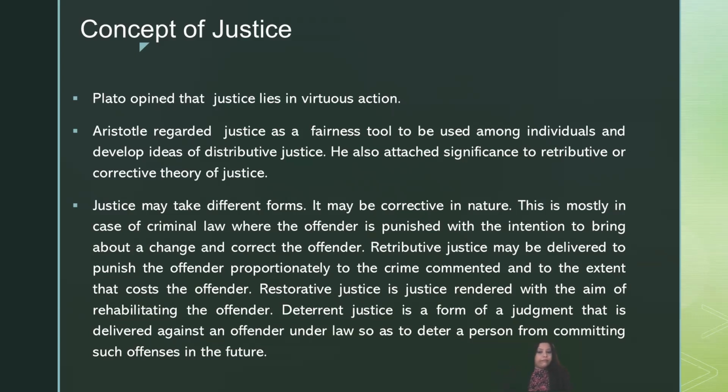Now, justice may take different forms. It may be corrective in nature. When laws are broken and you are punished by the law, the theory of punishment also takes different shapes. The purpose of punishment may be corrective, or it may be retributive. Sometimes it may be deterrent in nature. This is mostly in criminal law, where the offender is punished with the intention to bring about a change and correct the offender. So that is the corrective theory of punishment.